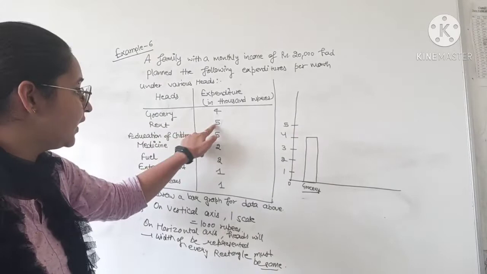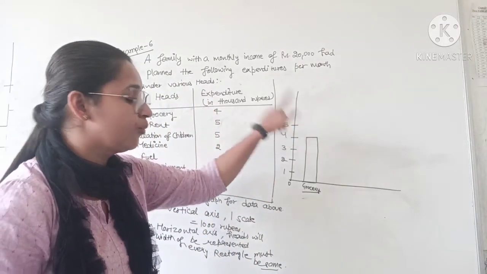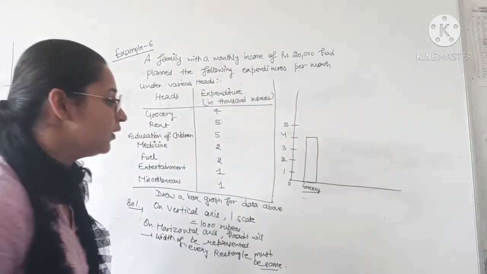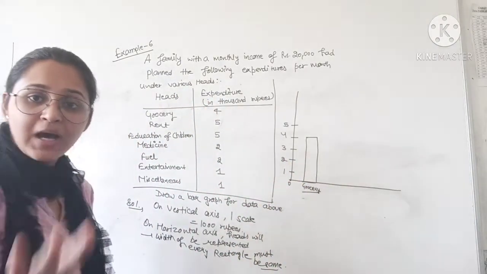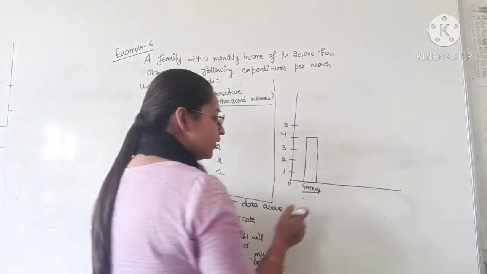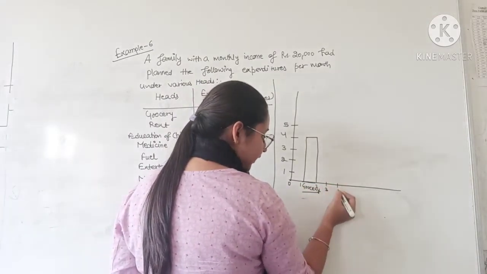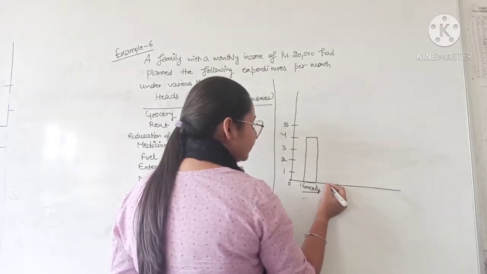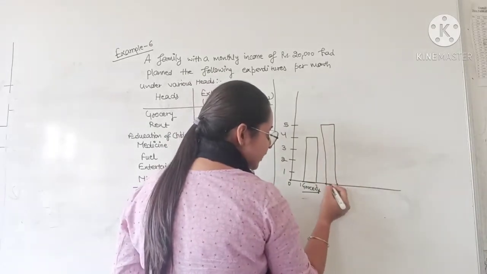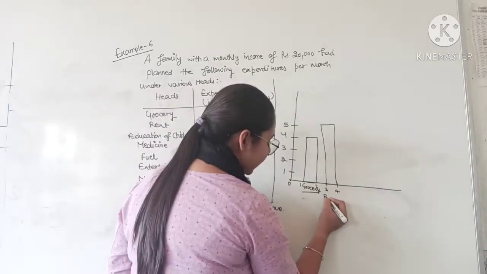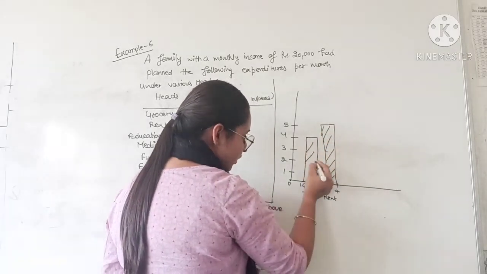Now tell me, rent is 5. It means my next bar will be for 5,000 rupees. But note that there must be a gap between two bars. In a bar graph, we leave a gap of equal unit. So if it is 0, 1, 2, then 3 and then 4, then from 3 up to 5,000 will represent the rent part, and this is grocery.